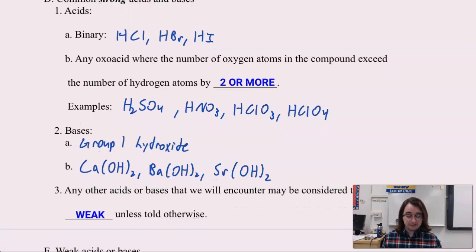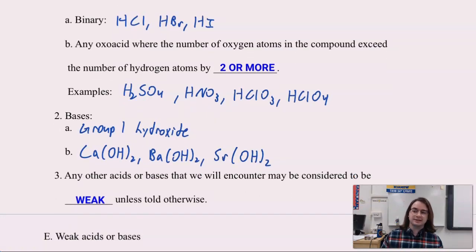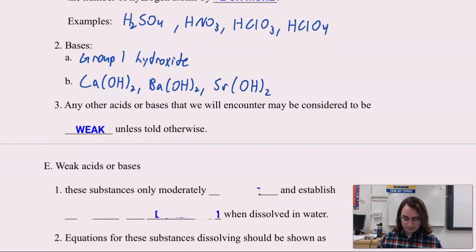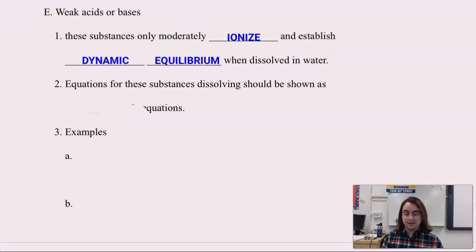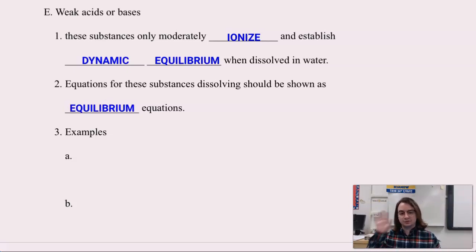Anything else? If it's not said that it's a strong base or a strong acid, sometimes even if it's not on this list, a problem will just say something is strong. In any other situation, you have to assume that the acid or base is weak, and that has big implications. So the weak acids and weak bases, as we said before, are only going to moderately ionize, and they will not dissociate completely. So they have an equilibrium equation going on. And equations for these should always be shown as equilibrium equations. So it's really important that you know which ones are strong and which ones are weak, because we even write the equations differently.